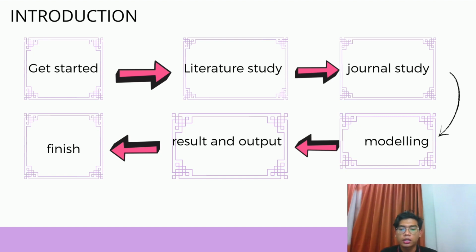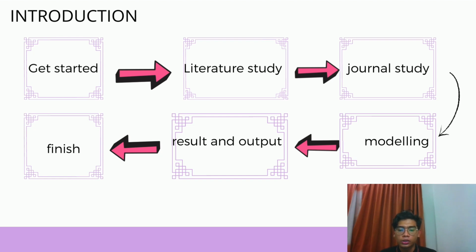Second is literature study. We study our project before we write our report. And the third one is journal review. For journal review, we collect a lot of journals and then we sort all the data information from the journals. Then we choose the two types of the best bamboo that can help us to make a bridge using a bamboo material. After that, modeling.